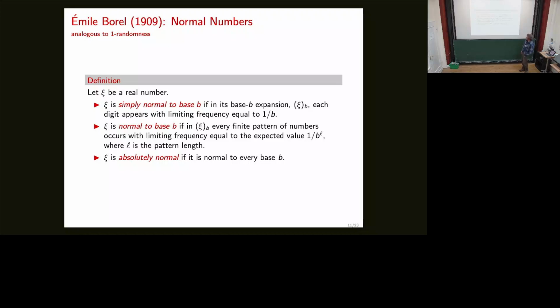Okay, C is normal in base B means every finite pattern of the numbers from 0 to B minus 1 occurs with limiting frequency equal to its expected value. So simply normal is simply looking at the digits. Normal in base B is looking at all blocks of digits. And C is absolutely normal if it's normal in every base B, and it turns out that that is equivalent to saying it's simply normal in every base B as well. Okay, so those are degrees of normality.